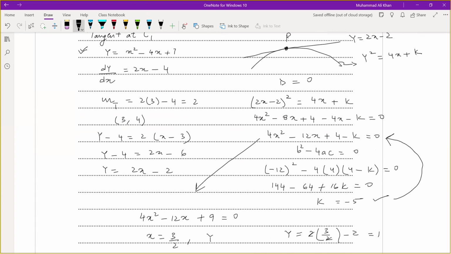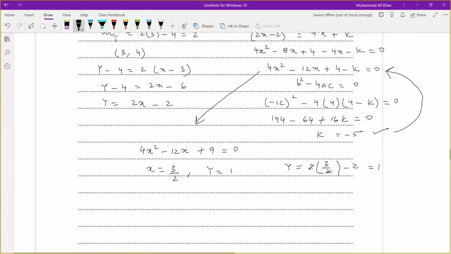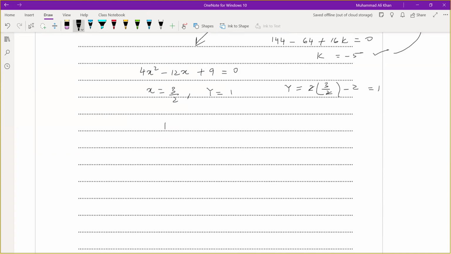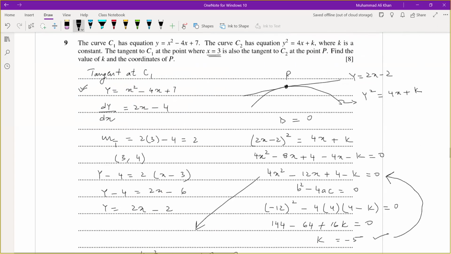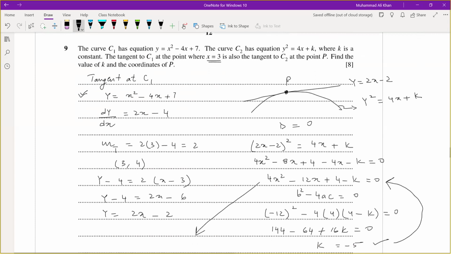So what is the value of y that we get? 1. Therefore, what are the coordinates of p? The coordinates of p are 3/2, 1. These are the coordinates of p. Hopefully it is clear. A lengthy question, but the question is of 8 marks, but not difficult.